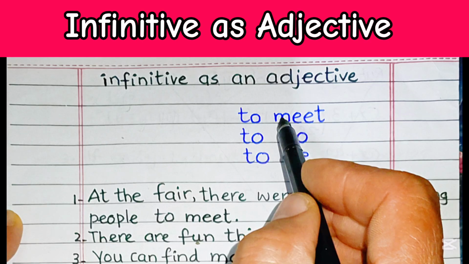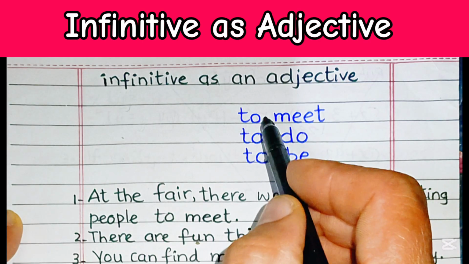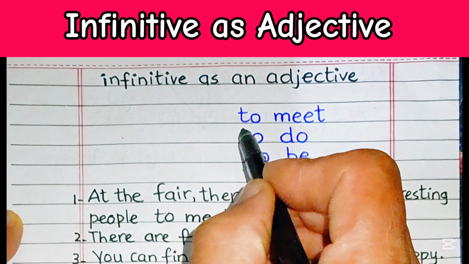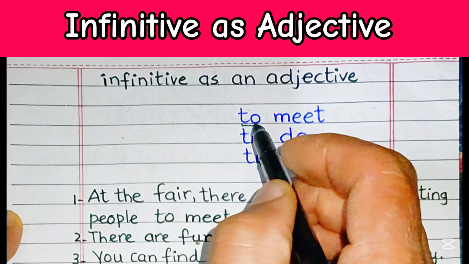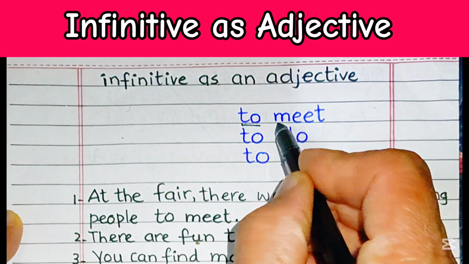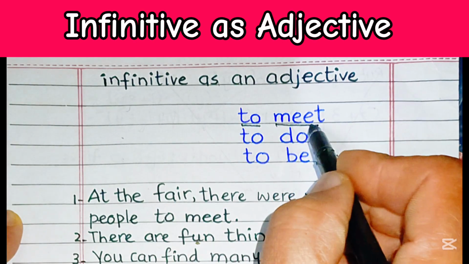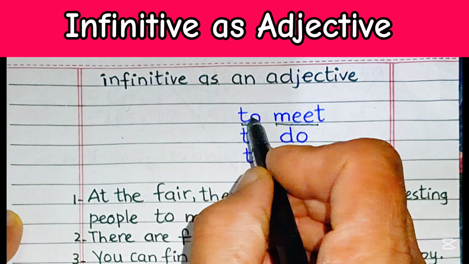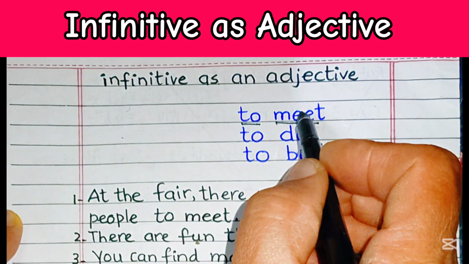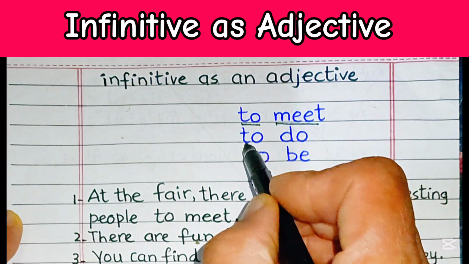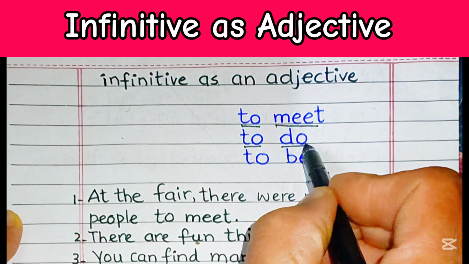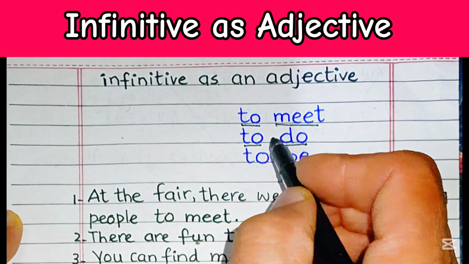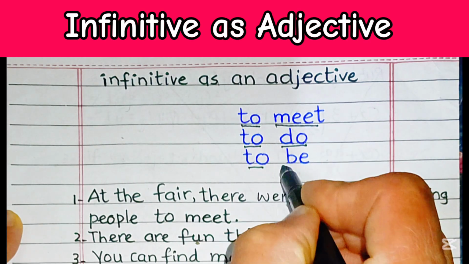To meet. Here is the word to, followed by the simple form of the verb meet. So it becomes to meet. To do and to be.